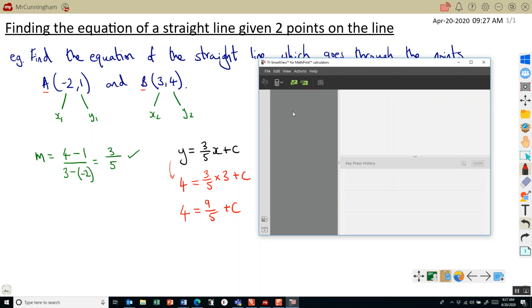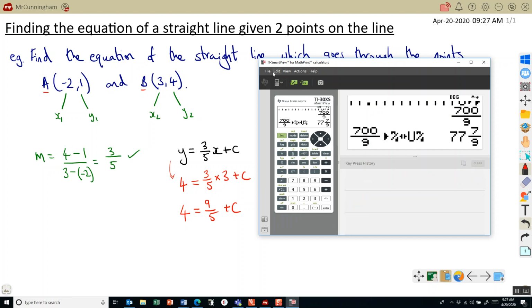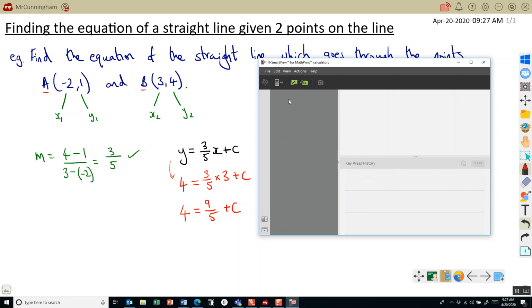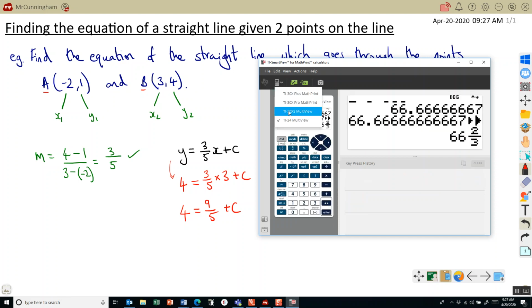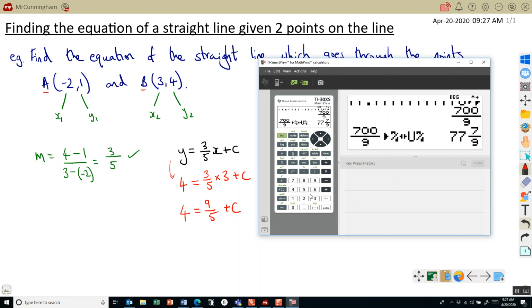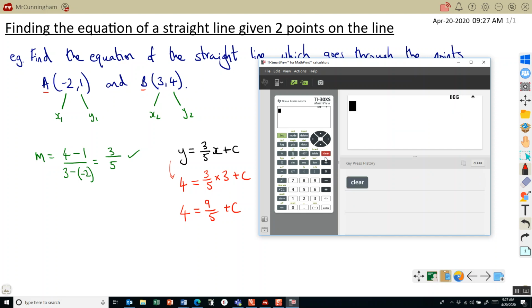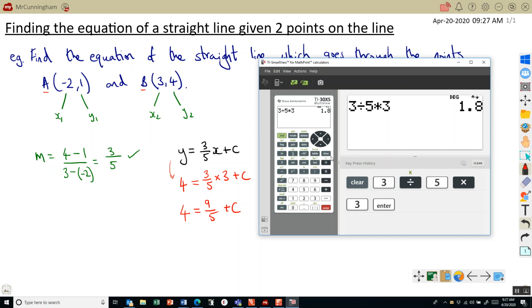This is the calculator that most of you use. It's either the TI-30XS or the TI-34. Either one of these is what you normally use, so let's just do that again. Sorry, apologies. I've got 3 over 5, and I'm going to multiply that by 3. I get 1.8, and to change it, I use the fraction to decimal. So second table, it brings up that fraction to decimal, 9 over 5. Okay?